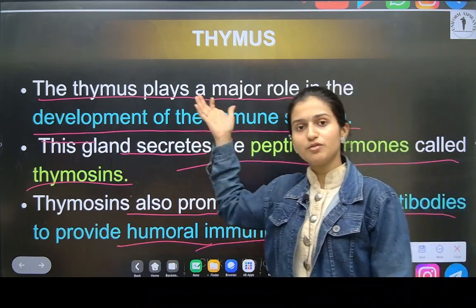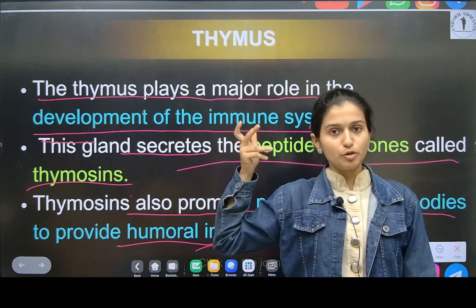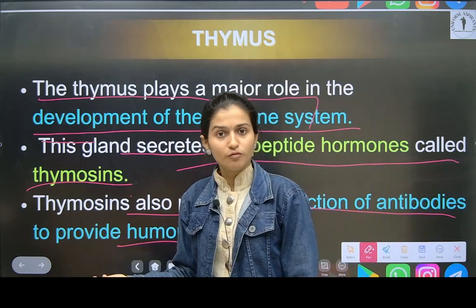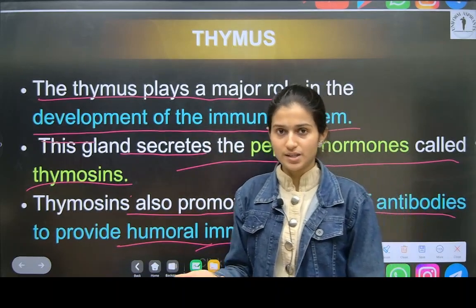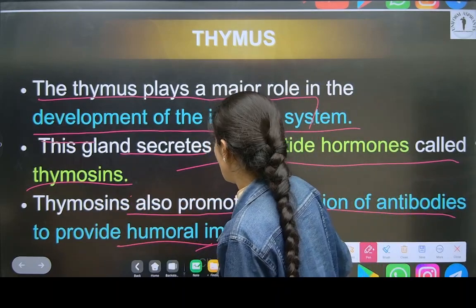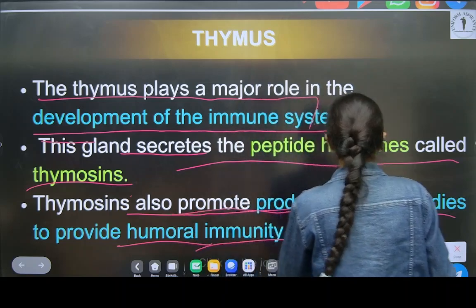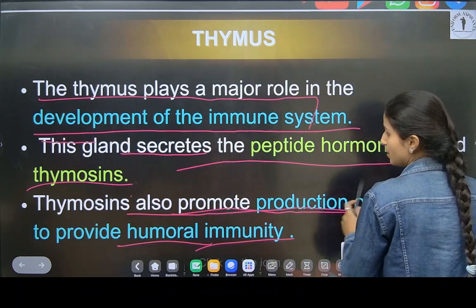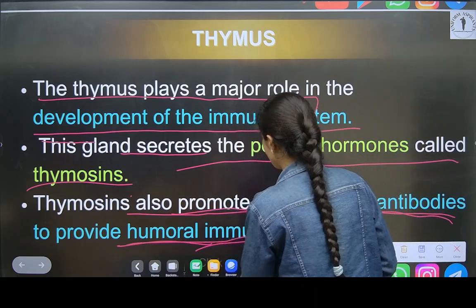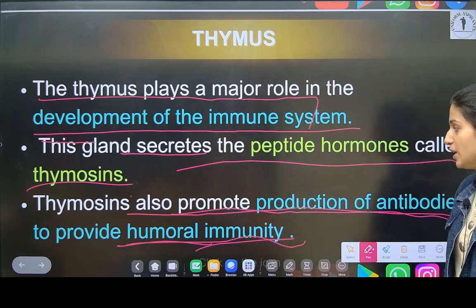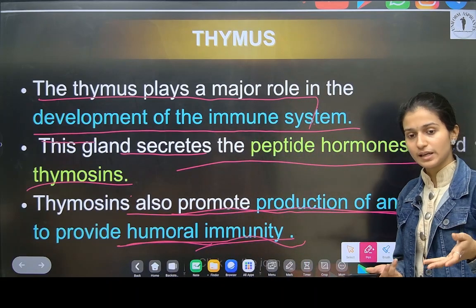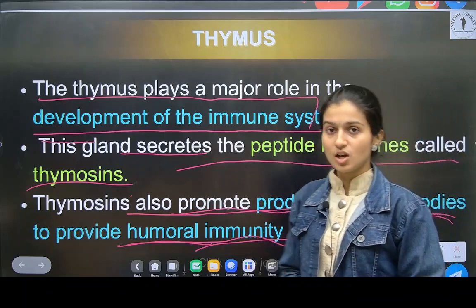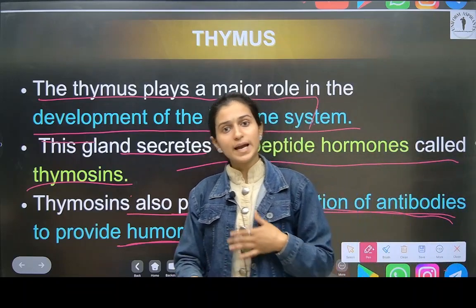And what is the main function of this? It produces WBC also, white blood cells, which we call lymphocytes. It produces lymphocytes also. Thymosins promote production of antibodies to produce humoral immunity. This is the important hormone in our body which promotes antibodies.